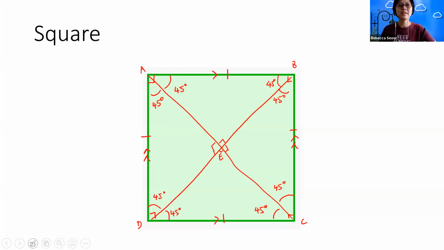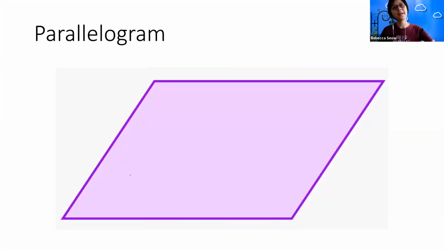All right. We'll move on to the next, parallelogram. We know that a parallelogram has two pairs, in fact, of parallel lines. The opposite sides are the same.